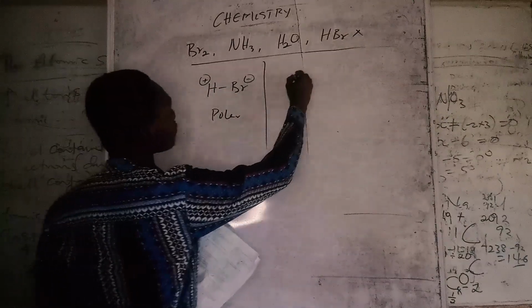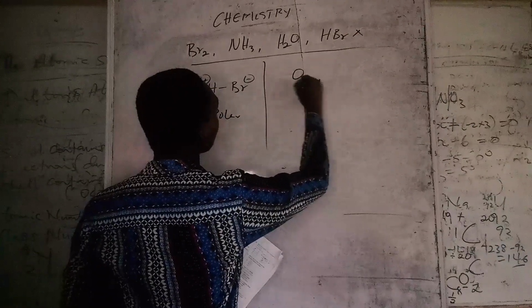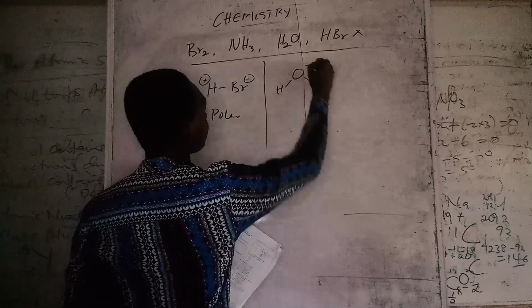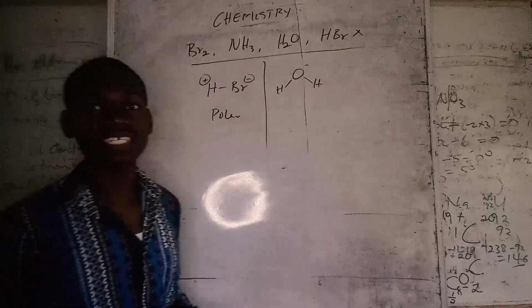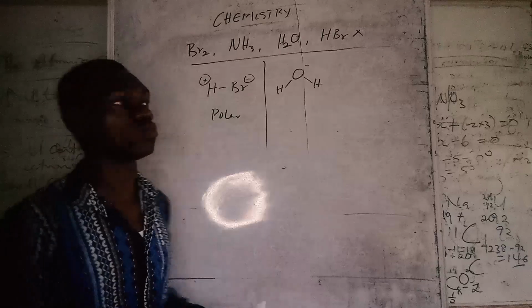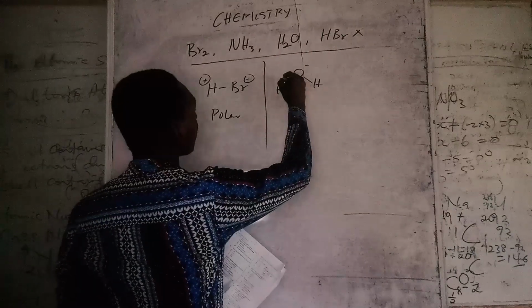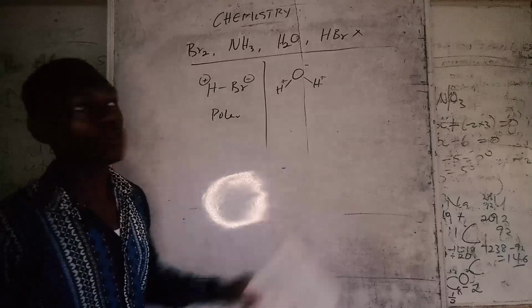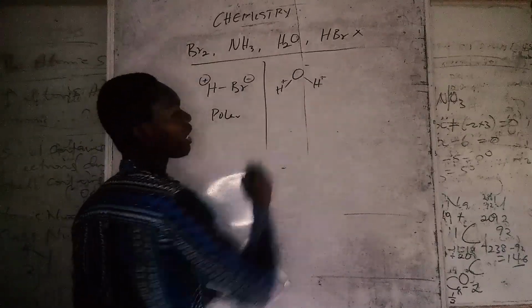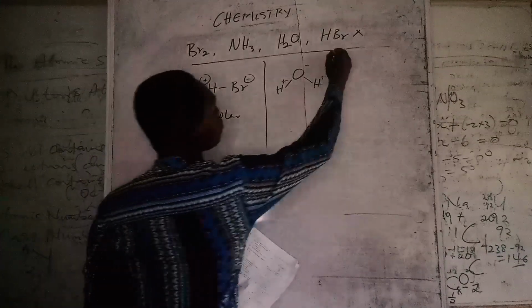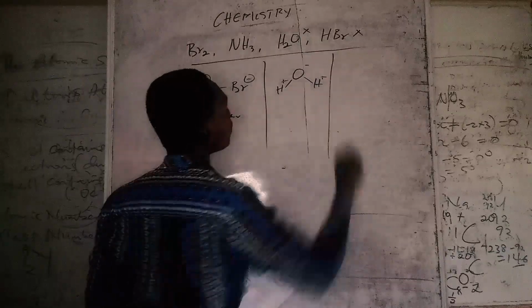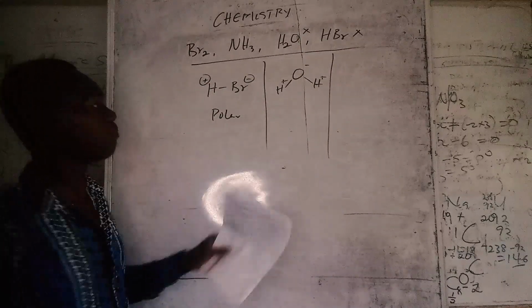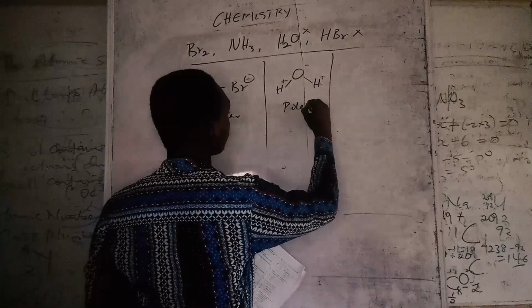Now, what about water? The structure of water looks like this. We know oxygen has an oxidation number of -2, so the charge here is negative, and hydrogen is always +1. So there are two poles here, a negative pole and a positive pole. So this one is not our answer. It is a polar substance.